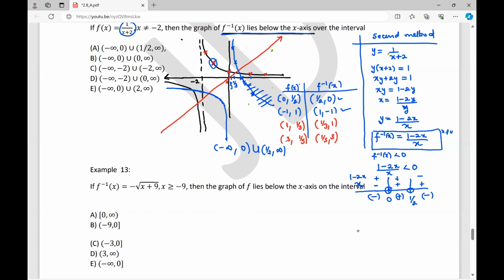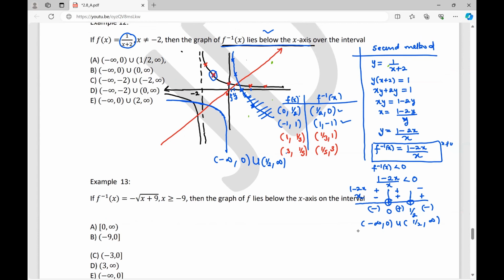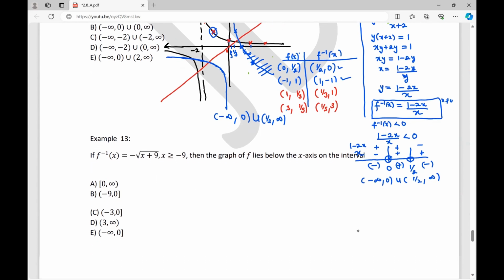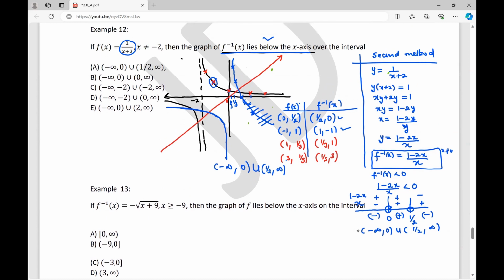So you can see that you have negative only in 2 regions. Which region? Here, which is from minus infinity to 0, open. And then from half to infinity, open. So this is an analytical way of solving these questions. So it means you don't have to use the graph approach. You can find the f inverse. And if the question says lies above the x-axis, just instead of using less than 0, use greater than 0. If the question says is on the x-axis, you use equal to 0.